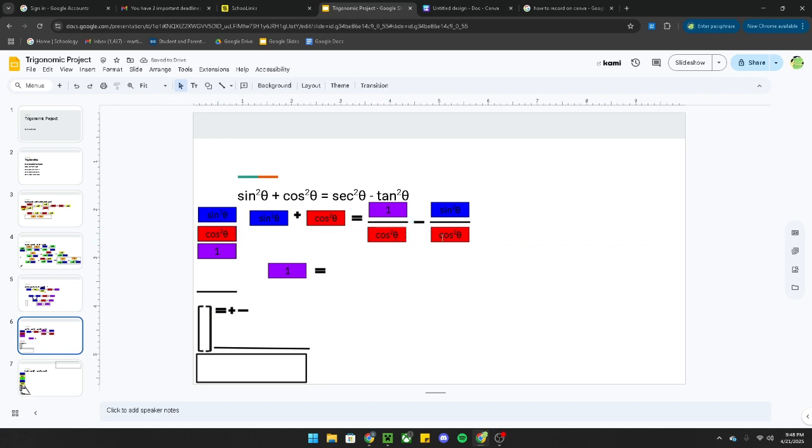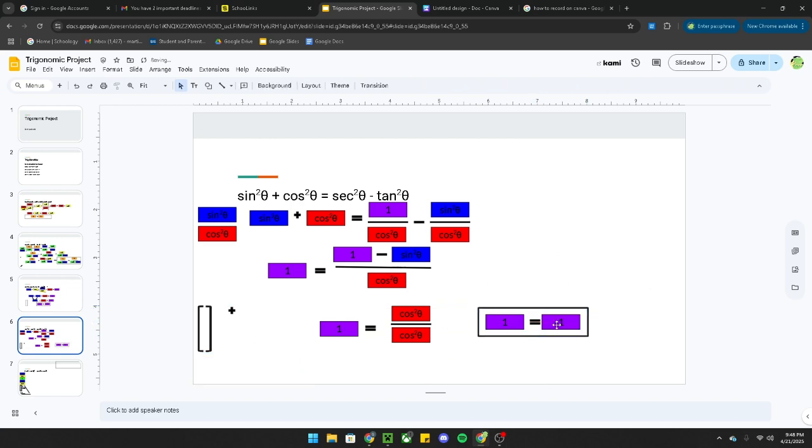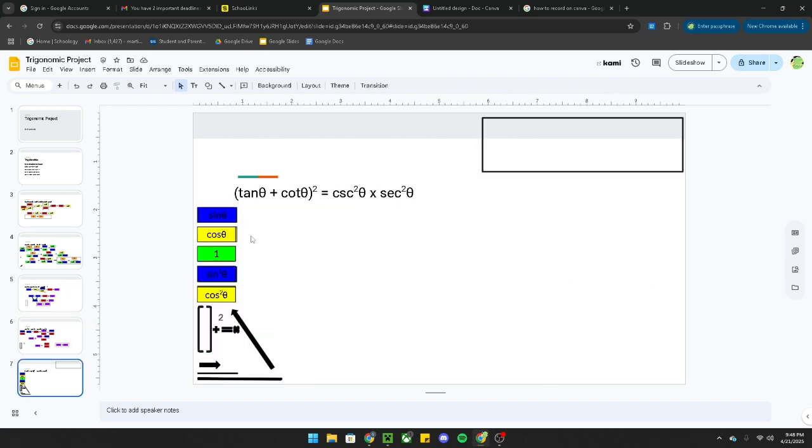Since these are both the same base, you would combine the tops and the bottoms, so it'd be 1 minus sine over cosine. Now looking at this, since you still have 1, it'd be 1 equals, and then 1 minus sine squared equals cosine squared, so it'd be cosine squared over cosine squared, and that would just be 1. So over here, it'd be 1 equals 1. And that is my answer right there, 1 equals 1 again. Now for number 5 is the last one.